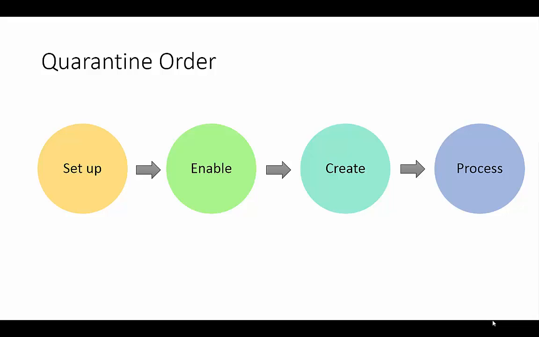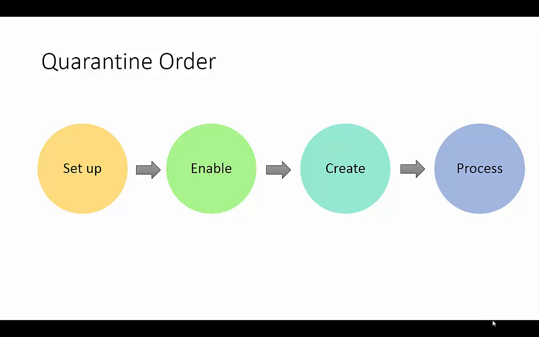There are 4 simple steps to be completed in order to process the inspection of goods using the quarantine order, and those are: first setup, then enable, then create and process the quarantine order. Setup requires creating a warehouse of quarantine type to track the goods while they are being inspected. Goods are kept at the quarantine warehouse temporarily while the inspection is going on.